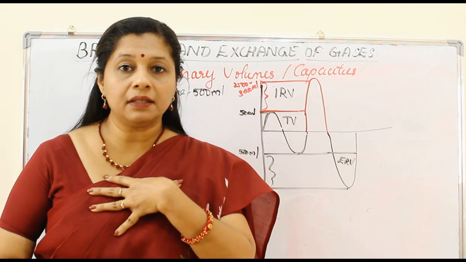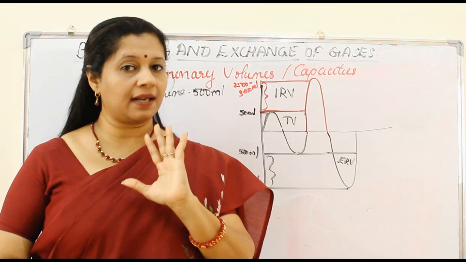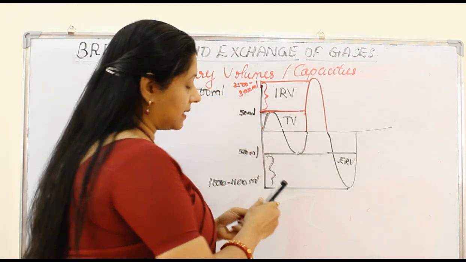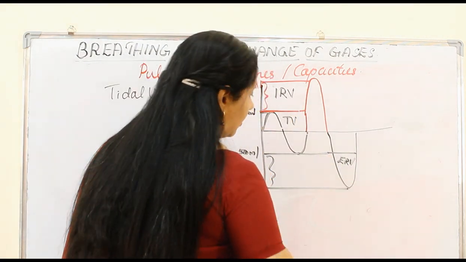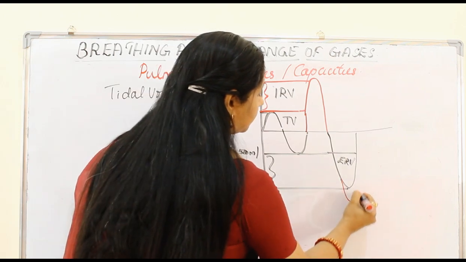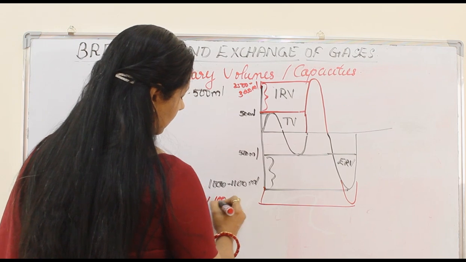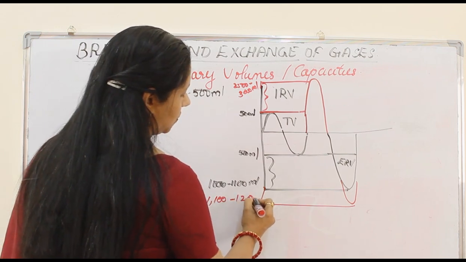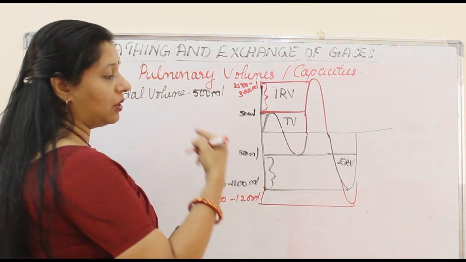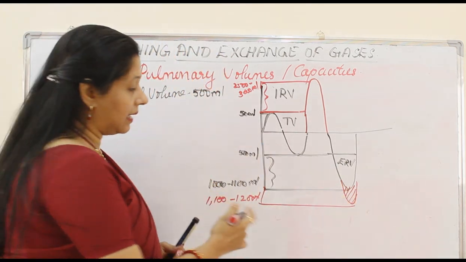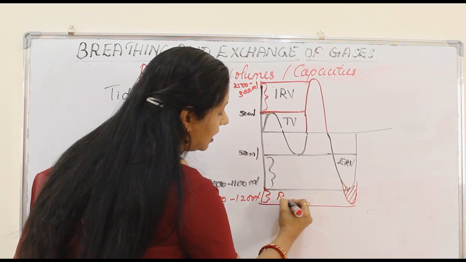Is my lung empty? No. We might think our lung is empty, but even after this forceful exhalation, some amount of air will be remaining. That is 1100 to 1200 ml, or 1.1 to 1.2 liters of air, still remaining in our lungs. This is called the residual volume.